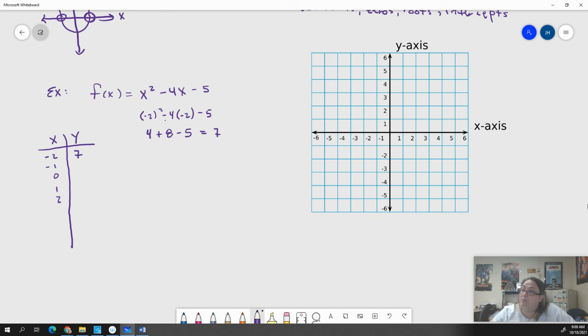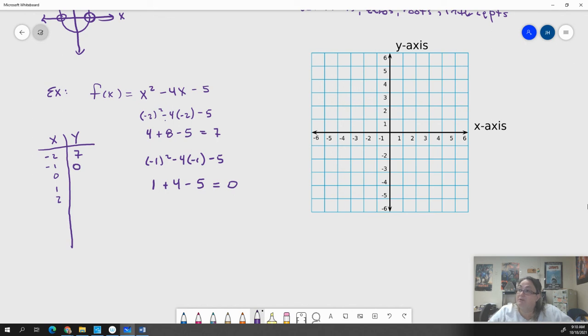Our next one, we would put in -1. -1 squared minus 4 times -1 minus 5. Well, we would get -1 times -1, which is just 1. -4 times -1 is +4. Minus 5. Right? Well, I've got 1 plus 4. That's 5 minus 5. So we know we have one of our solutions because we got a 0 out of it. Right? Now we got to keep going until we start to repeat and see if we get another 0. Now, unless this is our vertex, we will get a repeat at some point.